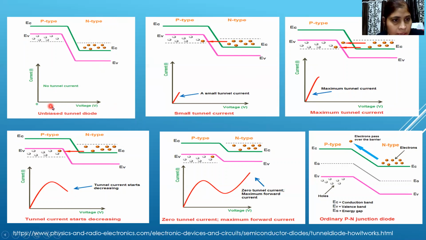So you can see in this graph, the graph is showing voltage versus current. On the y-axis, current is taken, and on the x-axis, voltage is taken. So if voltage is not provided, the electrons will not be moving anywhere, so current will not be flowing.